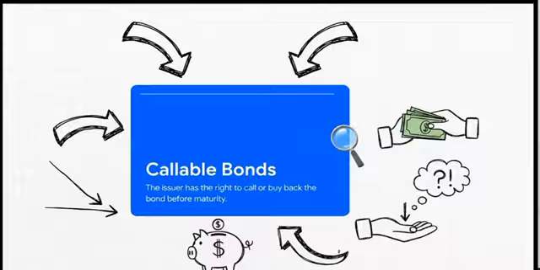If interest rates drop globally, the issuer can just call your bond, pay you off early, and issue new debt at the new lower rates. For the issuer, it is fantastic protection. But for you, the investor, not so much. It limits your upside potential and introduces reinvestment risk, because now you've got cash in hand that you have to somehow reinvest in a much lower rate environment.